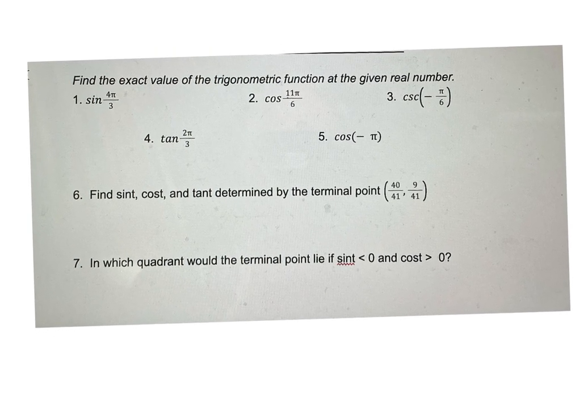Number 1 through 5, I'll say find the exact value of the trig function at the given real number. First one says sine 4 pi over 3. Don't forget the reference angle is just pi over 3. So I'm thinking, what is sine pi over 3? You should know that's square root of 3 over 2. 4 pi over 3 is 4/3 pi. It's in quadrant 3. Everything is negative, so it's negative square root of 3 over 2.